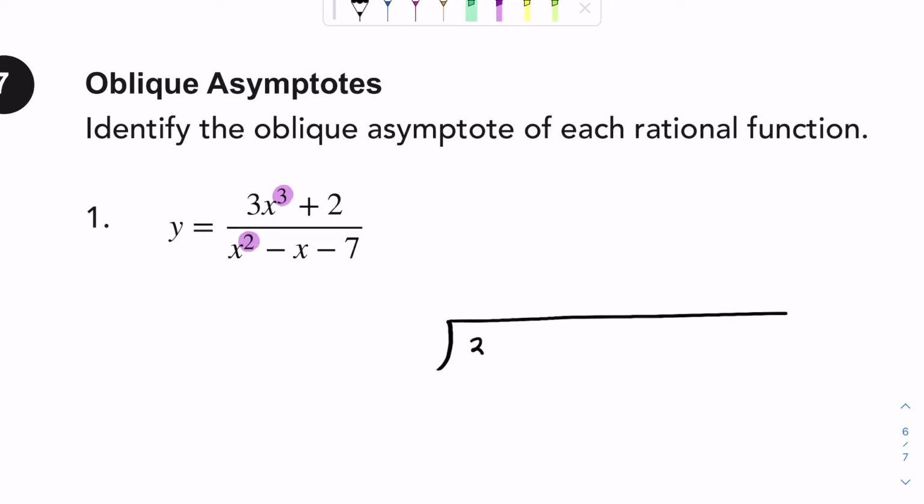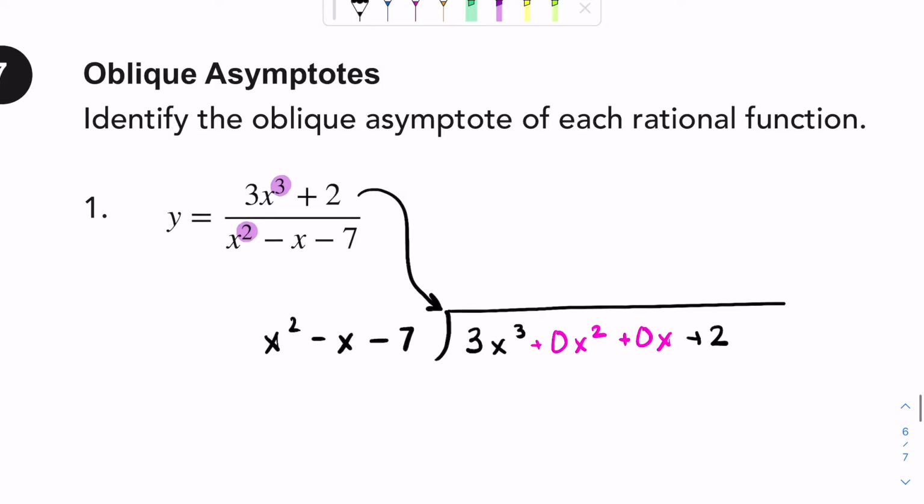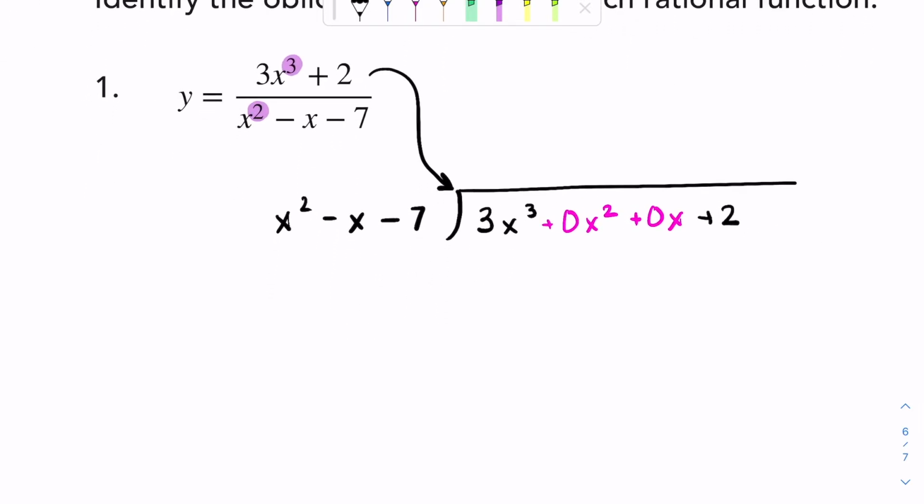So our numerator is 3x cubed plus 0x squared plus 0x plus 2. That's our numerator. Our denominator becomes our divisor. That goes outside of your long division sign. And then you divide out the function. So we have our first term, 3x cubed divided by x squared, just like previous long division problems that we've done. When we do this, we're left with 3x.